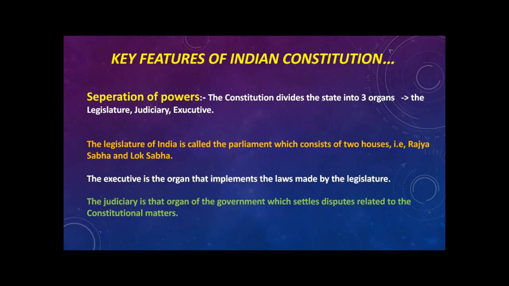Now we will discuss the separation of powers. The constitution divides the state into three organs: the legislature, the judiciary, and the executive. The legislature of India is called the Parliament, which consists of two houses, the Rajya Sabha and the Lok Sabha. We have the members of Parliament in the Lok Sabha, who are elected by the people, and the Rajya Sabha members are elected by the elected members of the states of India.